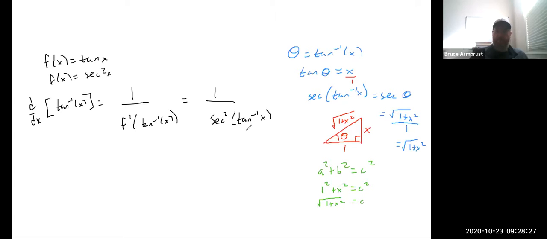So that's the secant of theta. If we come back here, remember what we're doing is we're squaring the secant of theta. So we're going to 1 plus x squared, and the square root and the square cancel each other, and that's what gives us that formula.